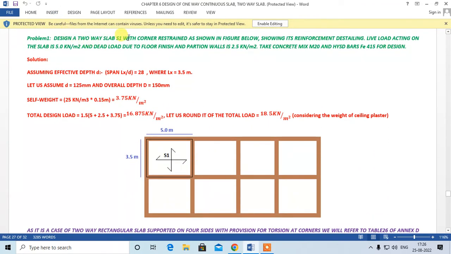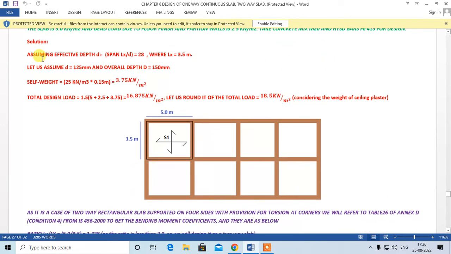Design a two-way slab S1 with corner restraint as shown in the figure below, showing its reinforcement detailing. Live load acting on the slab is 5 kN per meter square, and dead load due to floor finish and partition, that is furniture and partition wall, is 2.5 kN per meter square. Take concrete mix as M20 and HYSD bar Fe 415 for design.